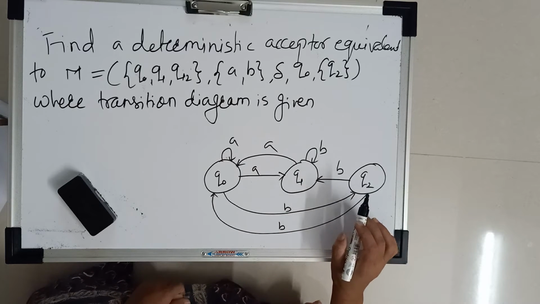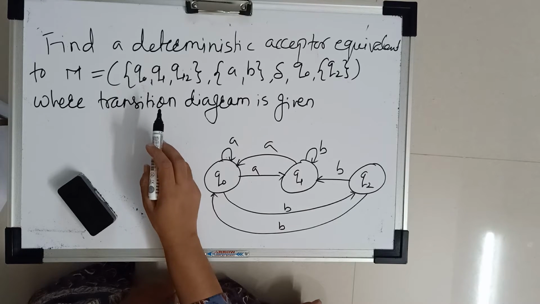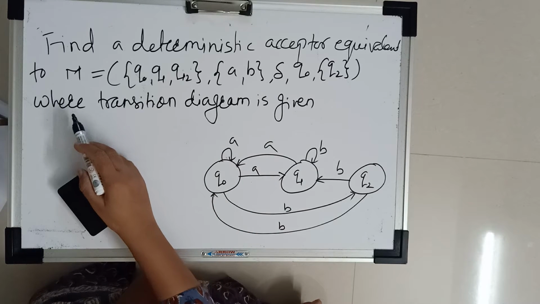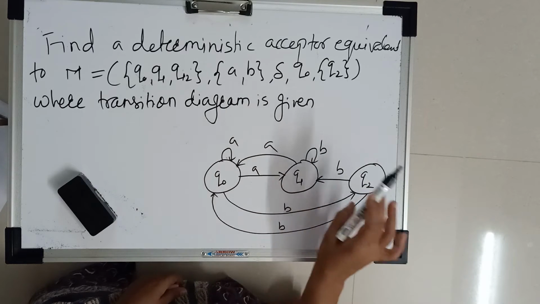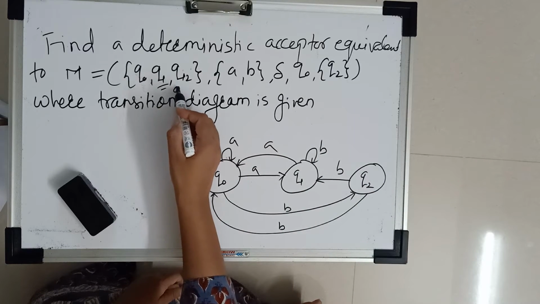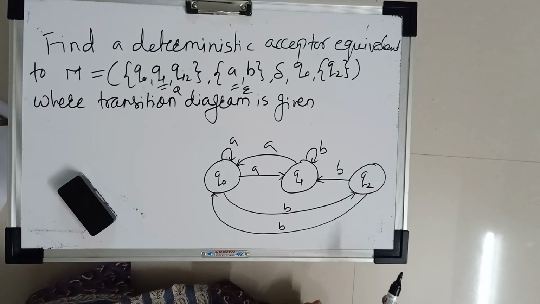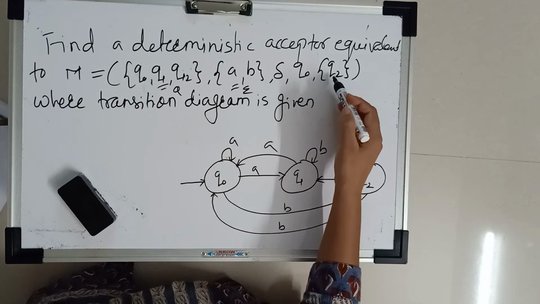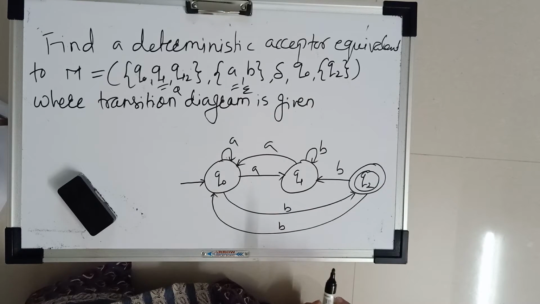So this data is given, we have to find out the DFA. Deterministic acceptor means we have to find out the DFA equivalent to the given data. Here M is the name of the DFA. These values are given in 5 notations. It means the first bracket is Q, this one is sigma, delta, Q0, Q2. Q0 is given, so it is the initial state, and the last state Q2 is the final state. Here the transition diagram is given, and we have to find out the DFA.